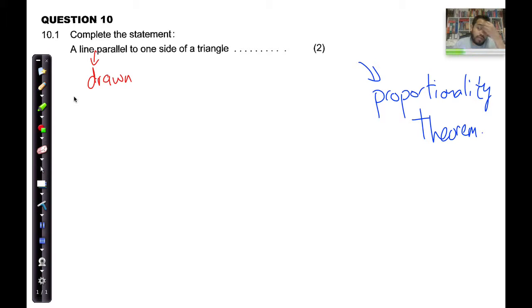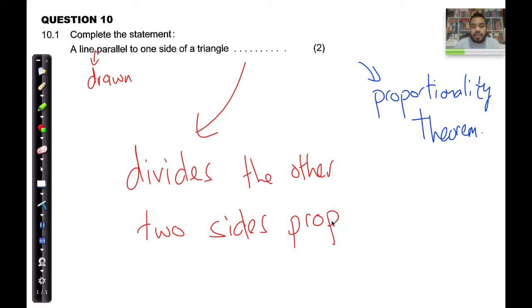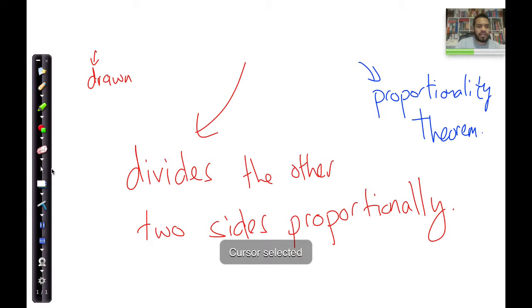If I were to complete the statement, I'm going to say a line drawn parallel to one side of a triangle divides the other two sides proportionally. In this video, we're not going to go into the proof of the proportionality theorem. I'll save proofs for a specific course on its own. What exactly does this mean? A line drawn parallel to one side of a triangle divides the other two sides of that triangle proportionally. Let me give you an example.